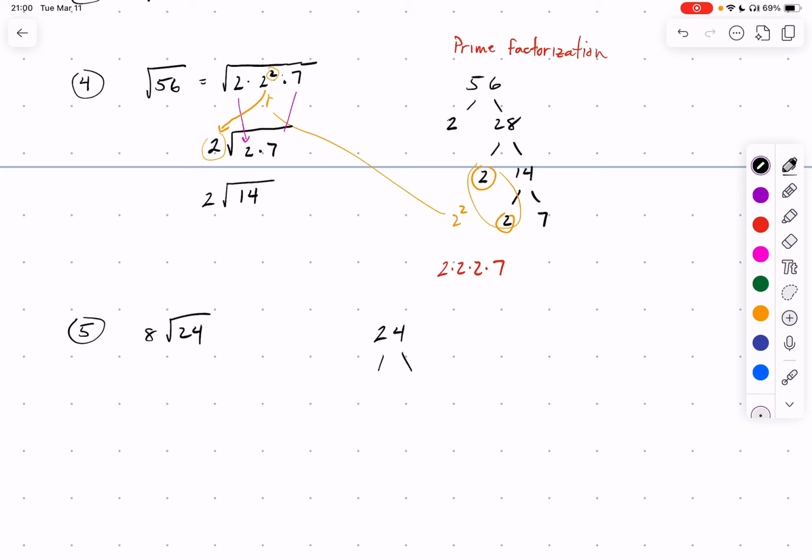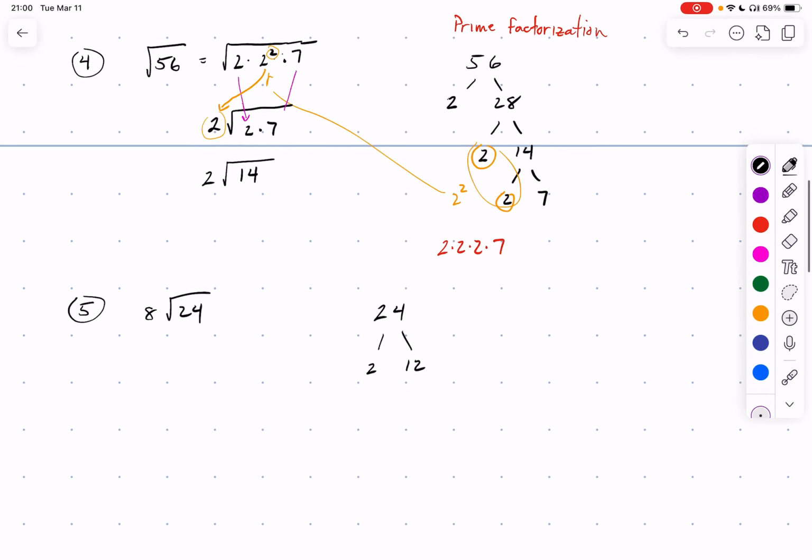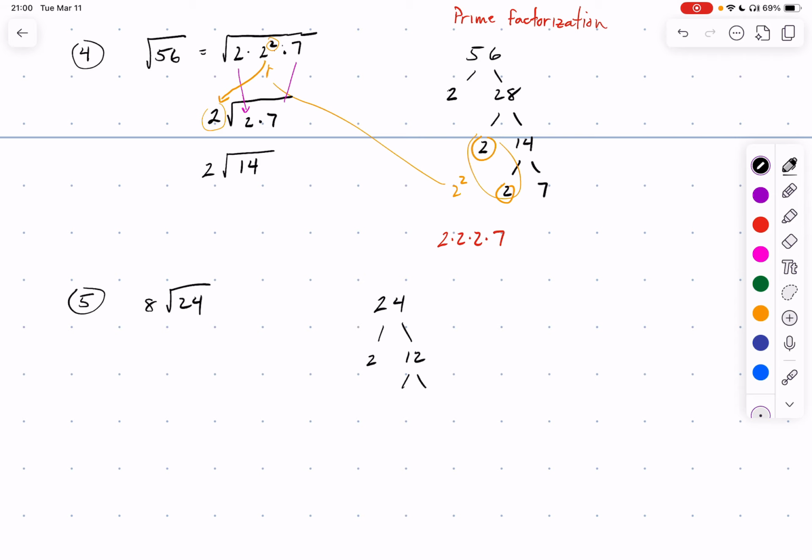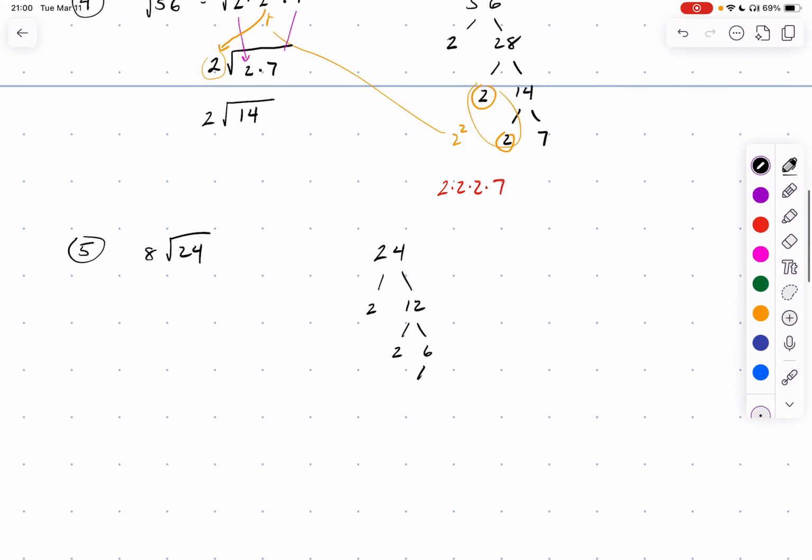I'm going to factor the 24. That's 2 and 12. Then I'll divide that by 2 again, so that's 2 and 6. And I'll divide that by 2 again, and that's 2 and 3. And you'll notice I've got a pair of 2's.